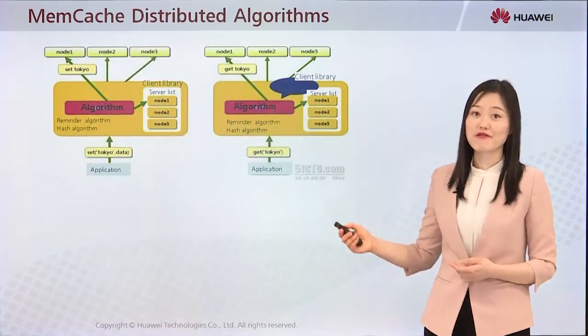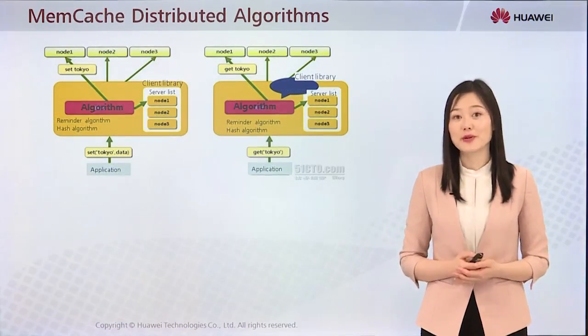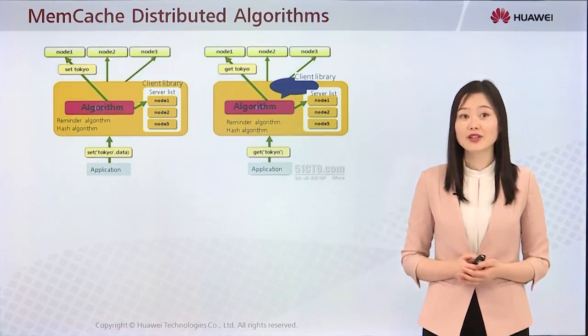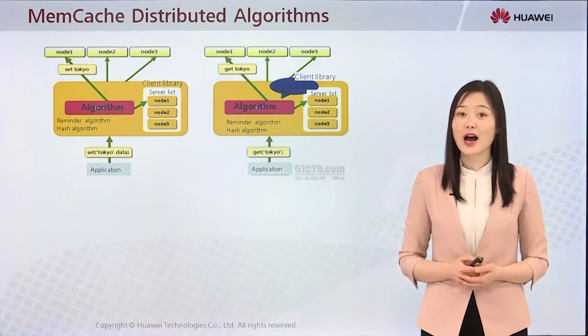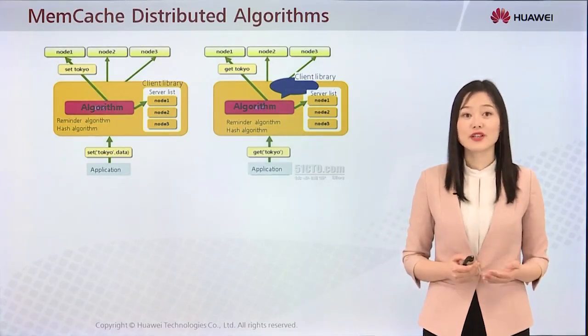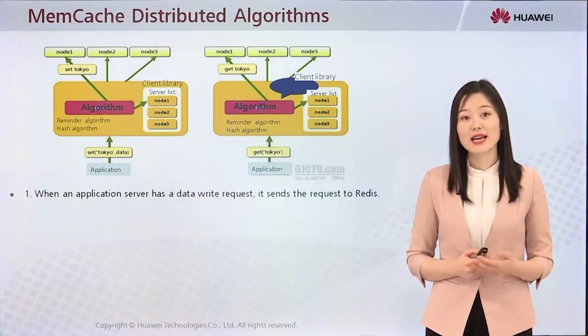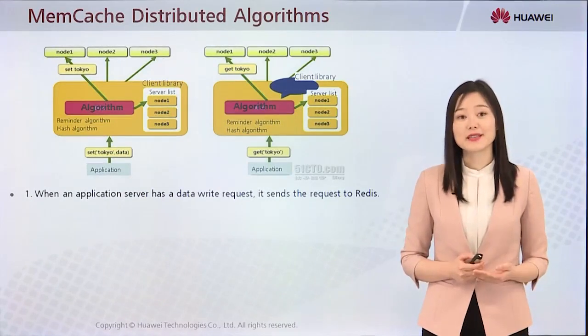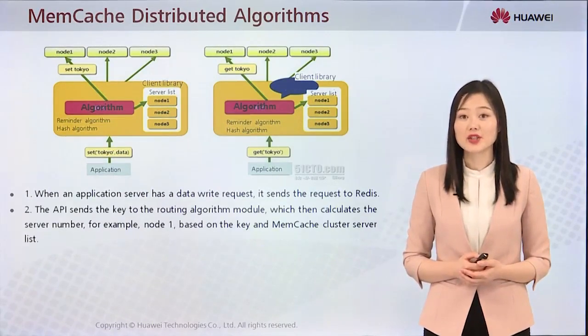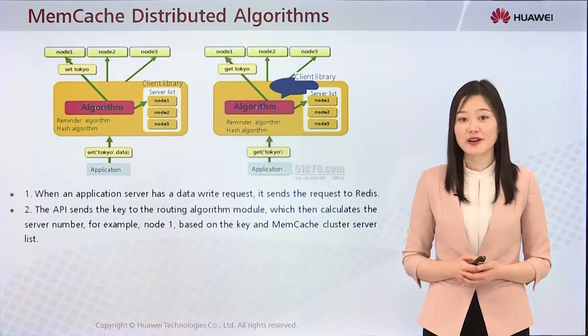This figure shows a few examples of distributed MemCache algorithms, including the remainder algorithm and the hash algorithm. Now let's look at how MemCache uses these algorithms to read and write data. First, when an application server has a data write request, it sends this request to the API. Second, the API sends the key to the routing algorithm module, which then calculates the server number, for example, node 1, based on the key and MemCache cluster server list.